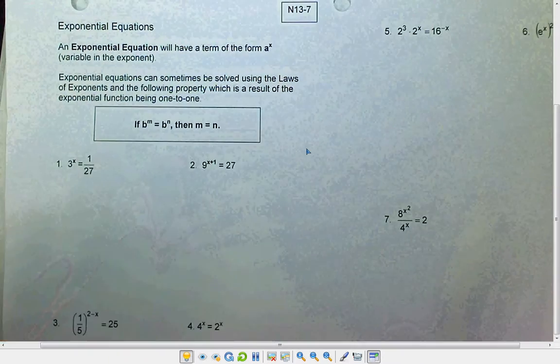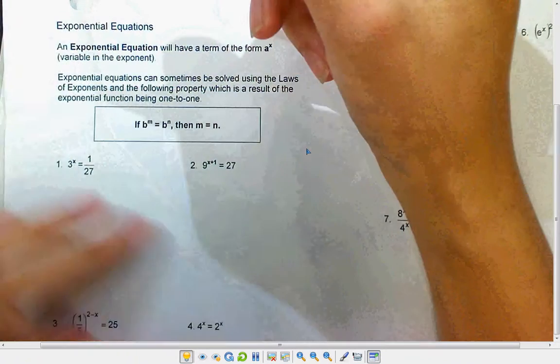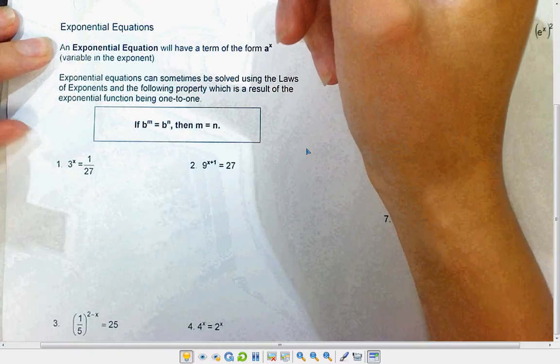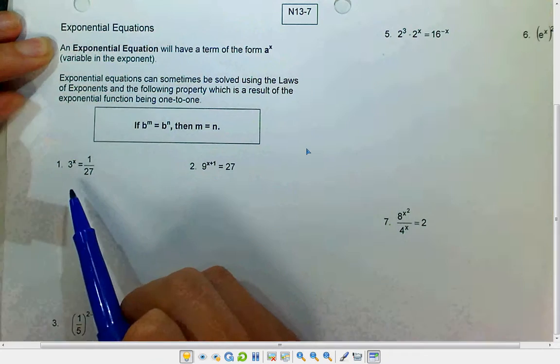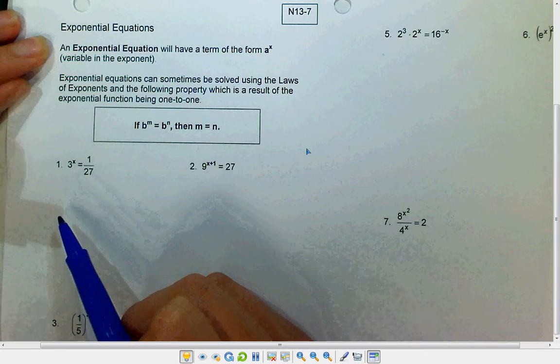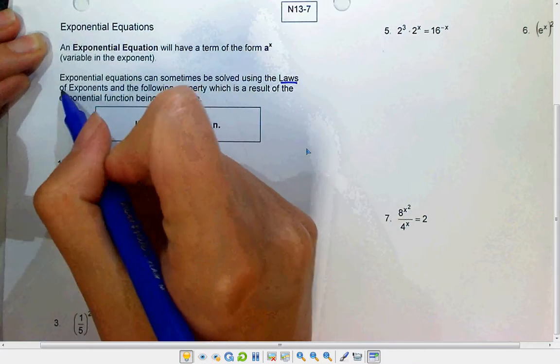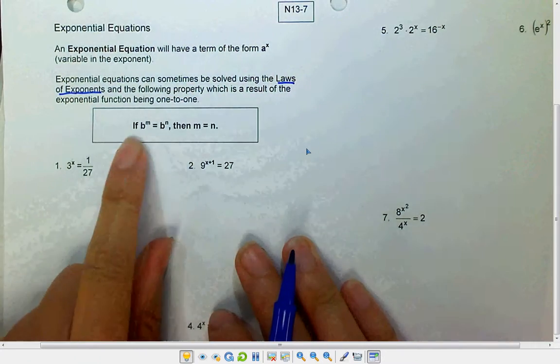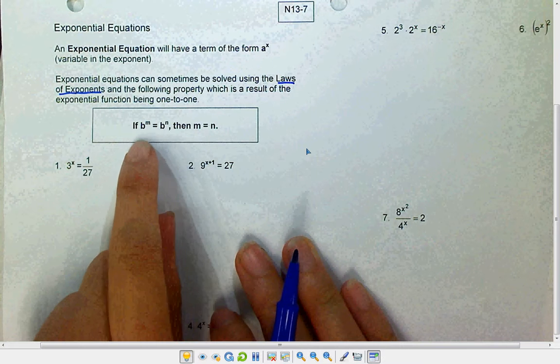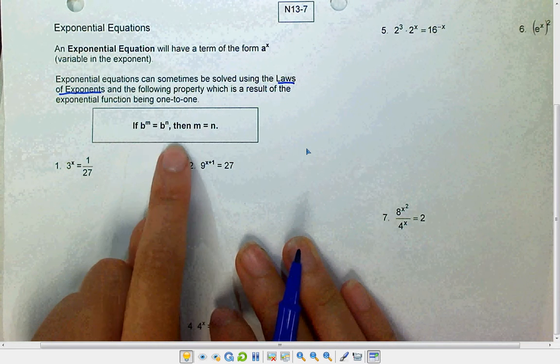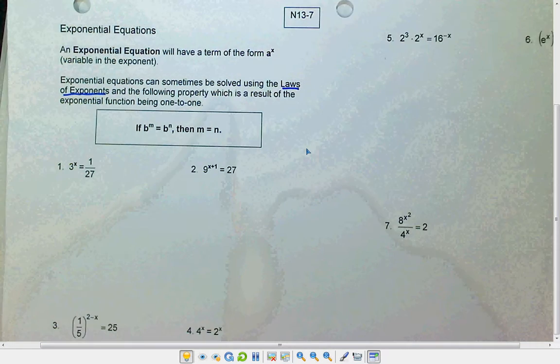Today we're going to be starting our new lesson on solving exponential equations. An equation is a term that has an equal sign in it. To solve exponential equations, we're going to be using our laws of exponents, all of our exponent rules, and this property. What this property says is if you have two of the same base that are equal to each other, then their exponents must be equal to each other.